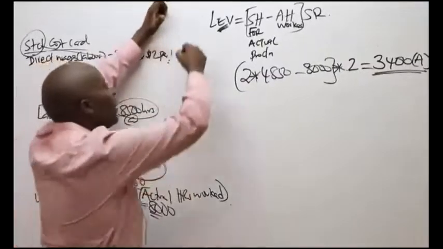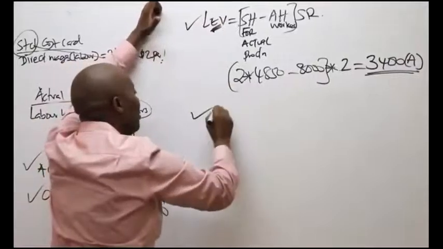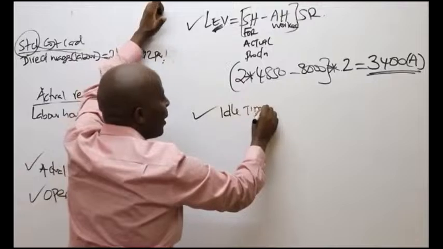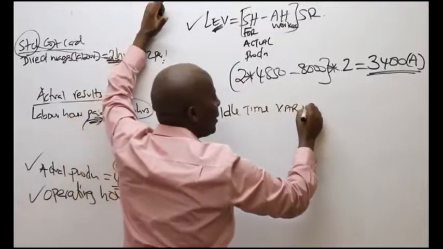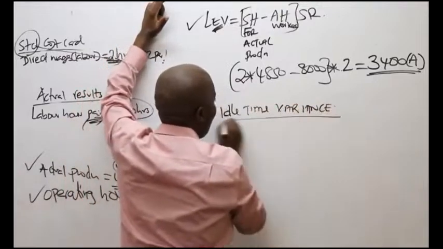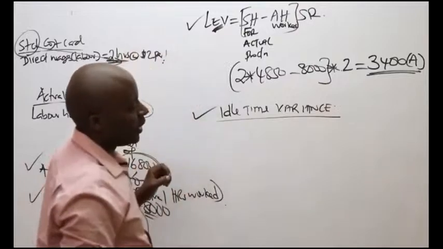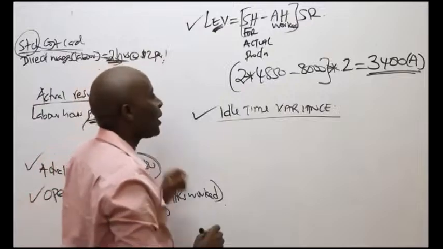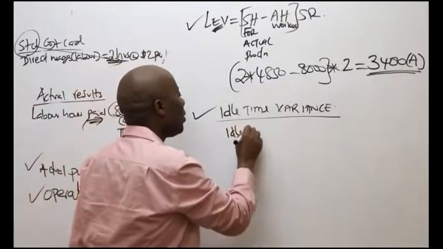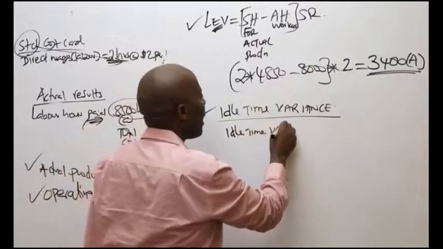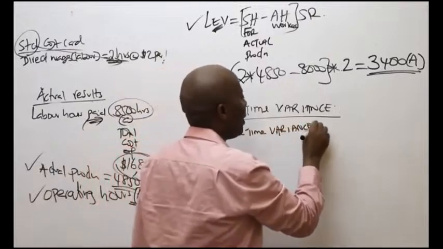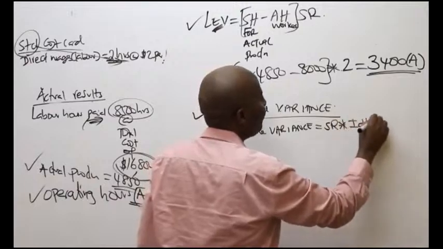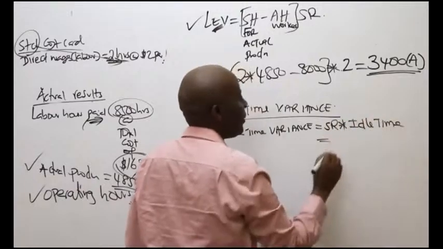Ladies and gentlemen, the last type of labor variance is called idle time variance. How do we get this labor idle time variance? To get the idle time variance, we normally take the standard rate given times the idle time.